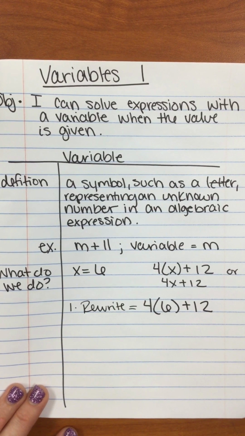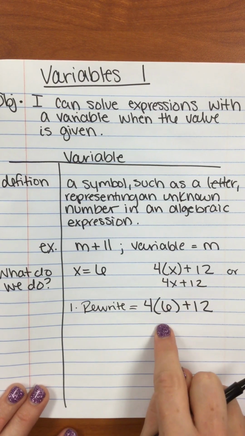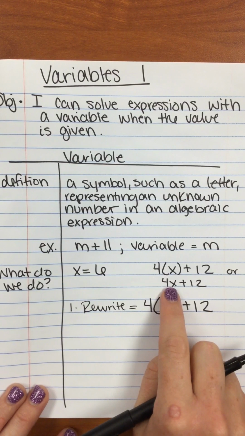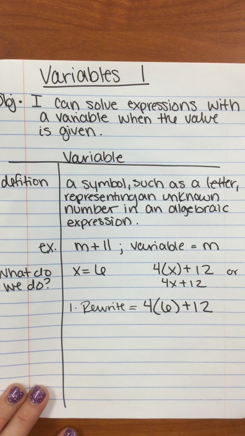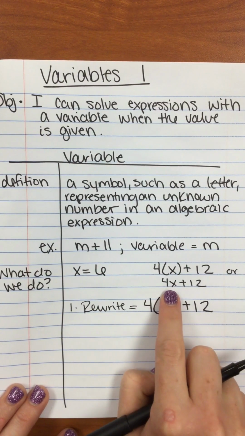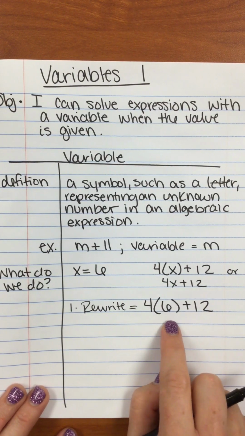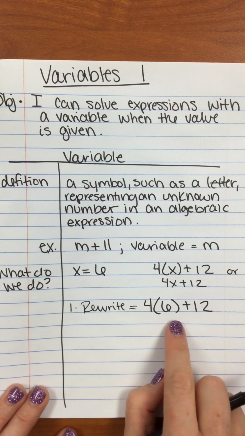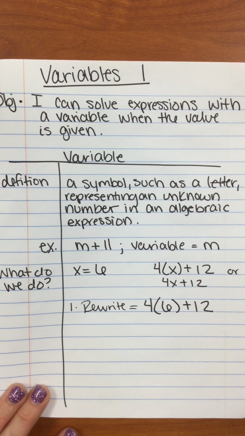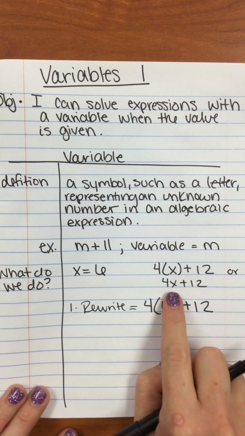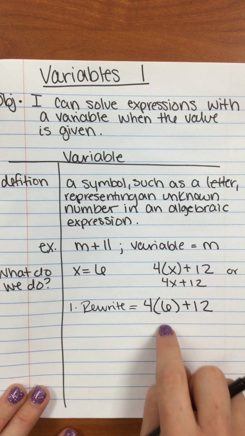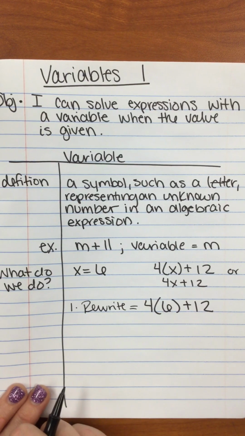Now notice that I chose to use the parentheses because when we see a variable next to a number, it actually means multiply. This would not be 46. It's 4 times 6. Not 46. So that's something that we have to remember here is when a variable is by a number, it means multiply. And we'll write that down in just a second.